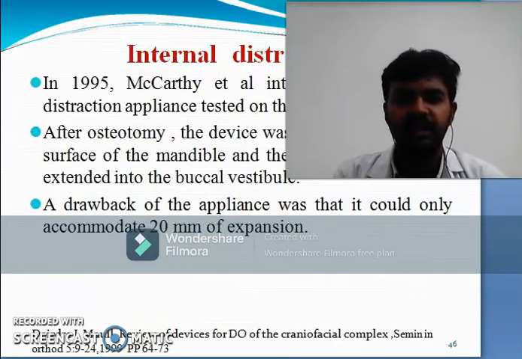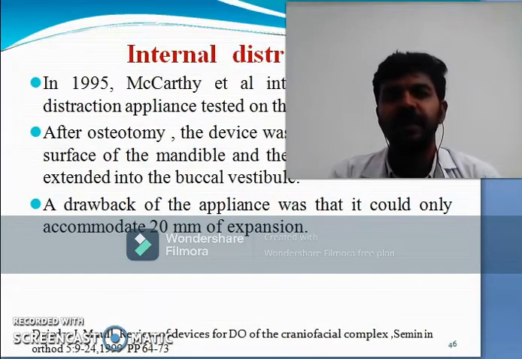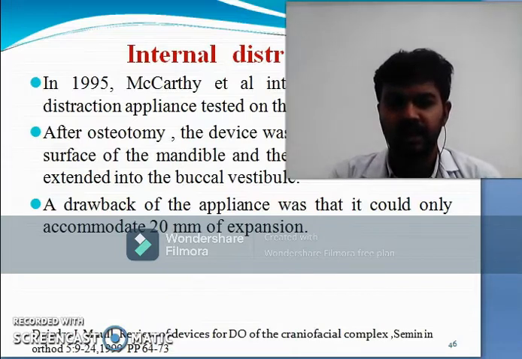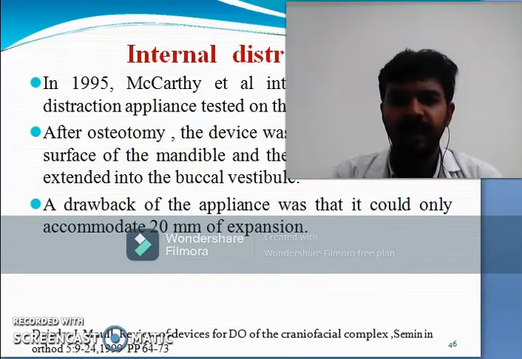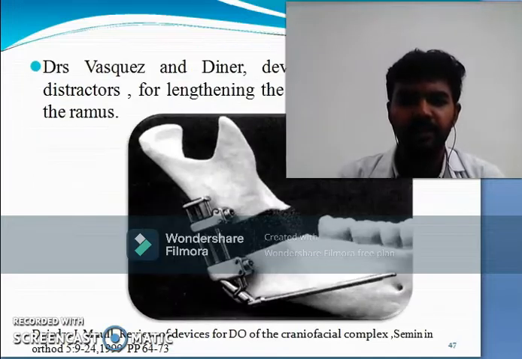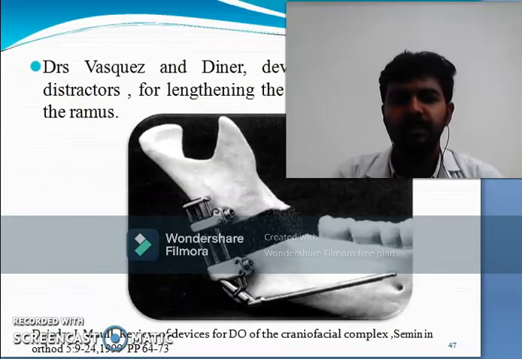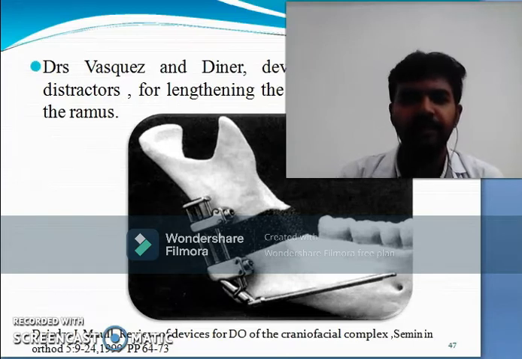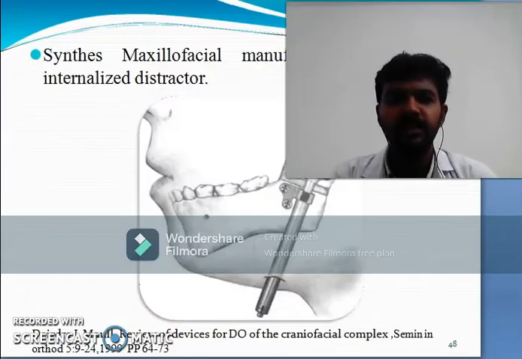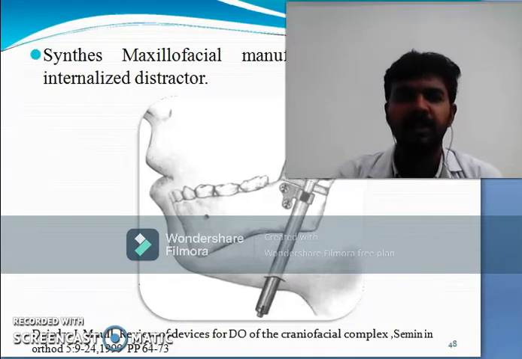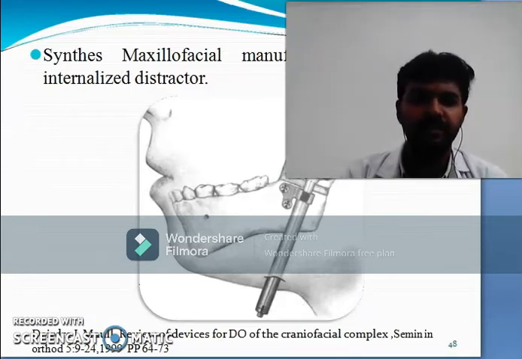The internal distractors. In 1985, McCarthy et al. introduced an intraoral distraction appliance tested on the canine model. After osteotomy, the device was placed on the buccal surface of the mandible and the lengthening rod was extended into the buccal vestibule. The drawback of the appliance was that it could only accommodate 20 mm of expansion. Doctors Vasquez and Reiner developed 2 internal distractors for the lengthening of the mandibular body and the ramus. Synthes Maxillofacial manufactures a partially internal distractor.